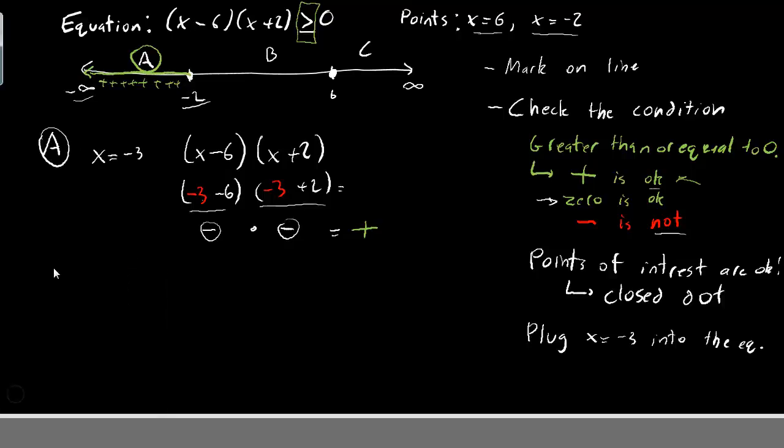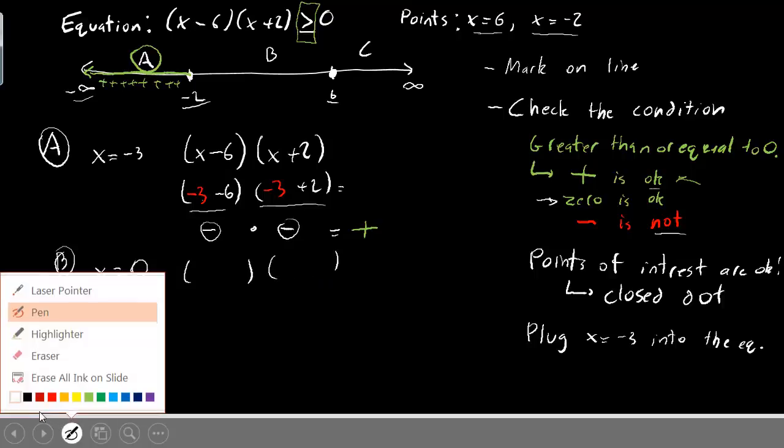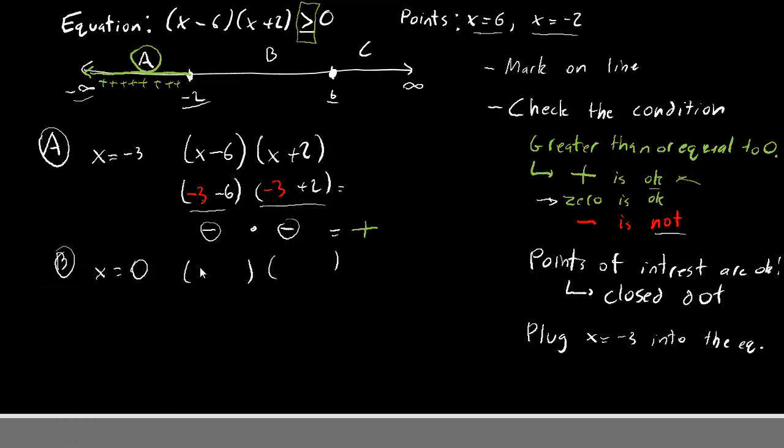Now we will move on to region B. Region B is between negative 2 and 6. We'll have to pick another x that's in between those numbers. I like 0. That's pretty easy to use. So let's check it out. Instead of writing x, we will write 0. So we'll have 0 minus 6, 0 plus 2.